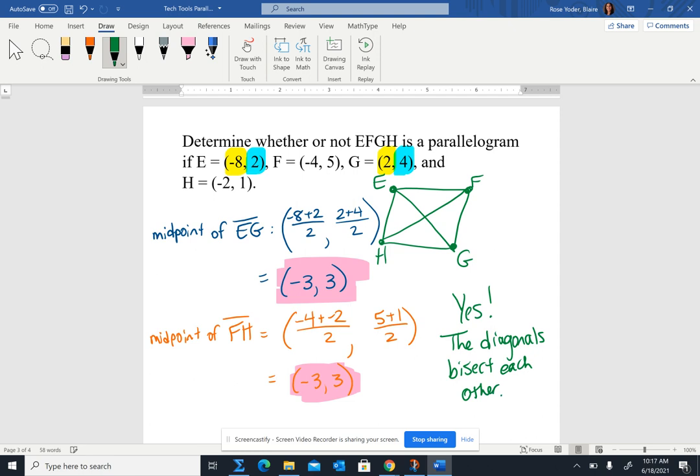Now you have 2 methods to choose from, and you can decide which method you like best. So let's do some practice. And then on Thursday's quiz, you can decide which method it is that you want to use.